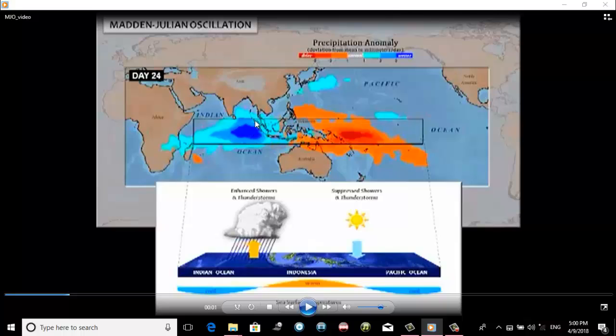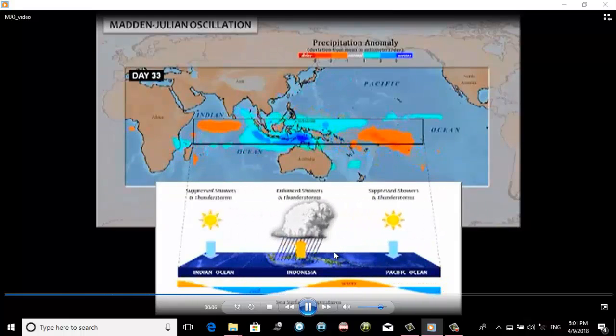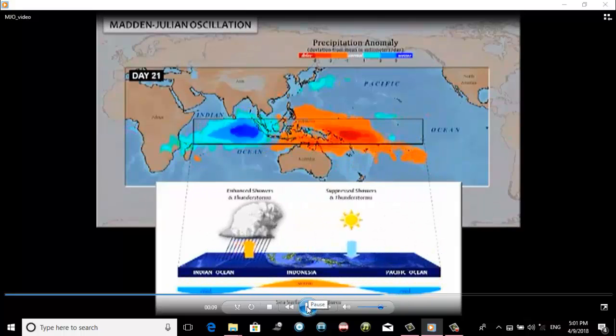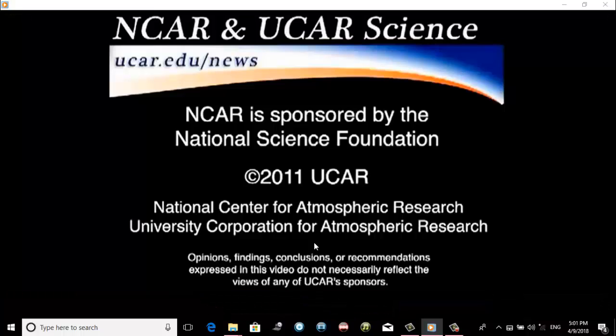This convective system moves from west to east. It starts in the Indian Ocean, crosses the maritime continent, Australia, Malaysia, Indonesia, and finally reaches the Pacific Ocean. I can show you how it moves. It moves from west to east. Because this oscillation repeats with a frequency of 30 to 60 days, it is called intraseasonal oscillation.